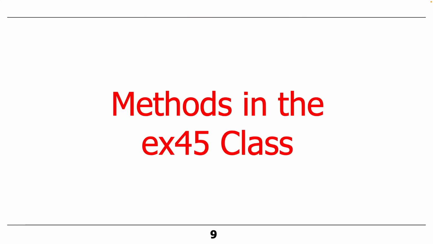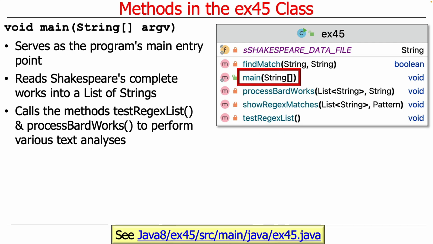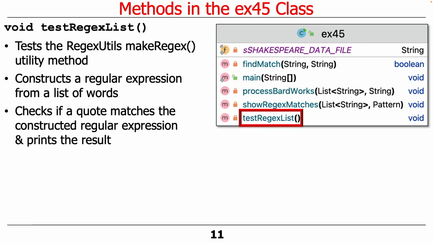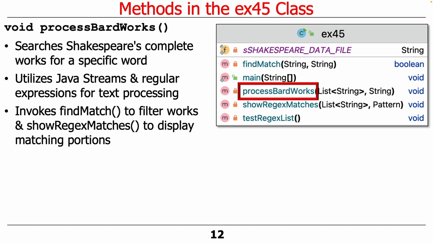OK, so let's talk about the methods real quick, and then we'll look at the code. So the main method, as always, is the entry point into the program. It reads the complete works of Shakespeare into a list of strings, and then calls some other methods to do its bidding, which are test_regex list and process barred works. We have the test_regex list method, which will construct a regular expression and then check to see if something we create as a string matches anything in that regular expression.